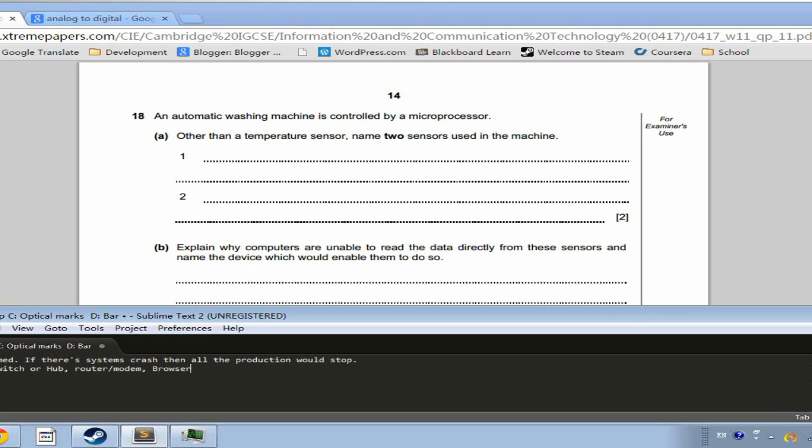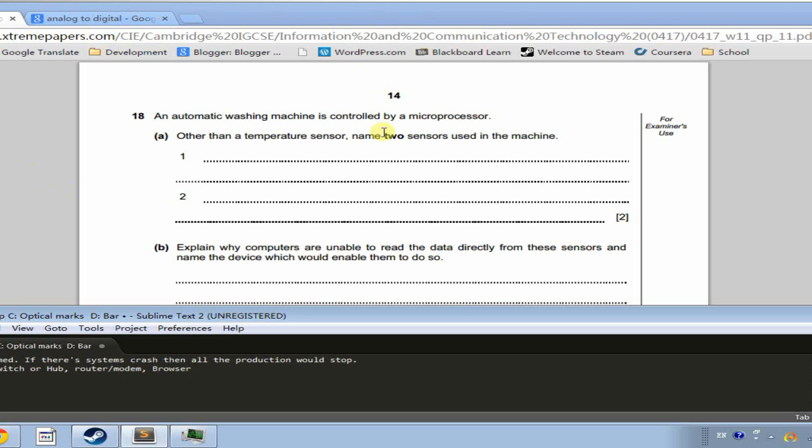Alright, so question 18. An automatic washing machine is controlled by a microprocessor. Other than a temperature sensor, name 2 sensors used in the machine. So question 18 is a type of question that does come up a lot, and we're talking about microprocessor controlled devices. It's really good if you can learn this type of question because it does come up again and again.